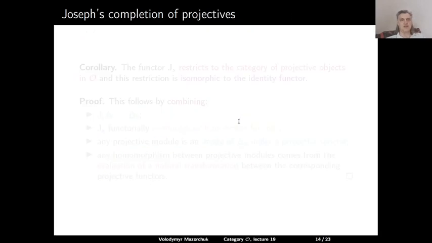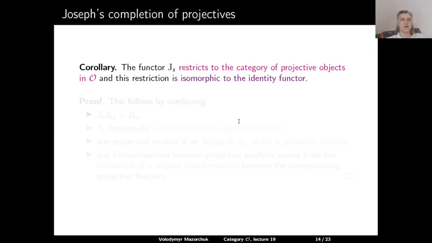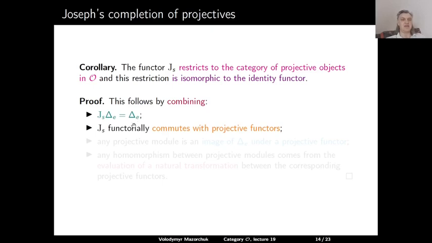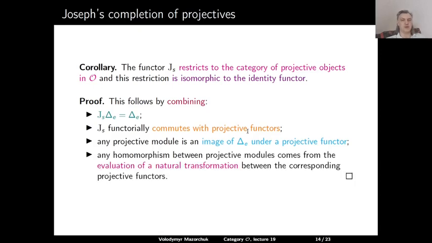So now we are ready to describe what Joseph's completion does to projective modules. Corollary: the functor JS restricts to the category of projective objects in O, and this restriction is isomorphic to the identity functor. To get this, we combine the following observations. Joseph's completion of delta E is delta E. JS functorially commutes with projective functors. Any projective module is an image of delta E under a projective functor. Any homomorphism between projective modules comes from the evaluation of a natural transformation between the corresponding projective functors. So combining these observations together, we get the claim of the corollary.